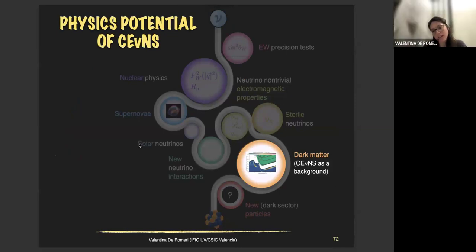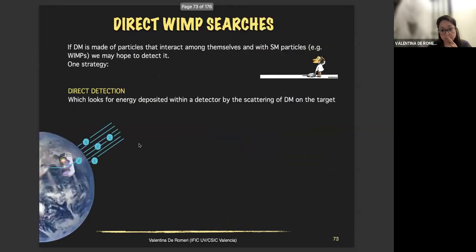discuss some other implications of CEvNS concerning dark matter. And actually, one of the motivations of CEvNS is also that it is interesting for the dark matter community, in the sense that CEvNS is a very relevant background for these dark matter experiments.